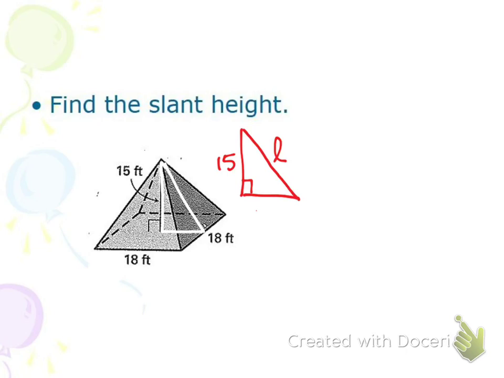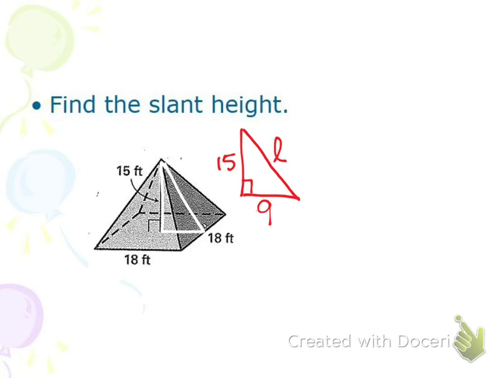The tricky part can be knowing how long this bottom leg is. Anybody have any ideas? It would be 9. So this cuts halfway into the base of our pyramid. So if a base side is 18, we're cutting through half of it. We're going to use a 9. Any questions about how we set it up or why we set it up this way?